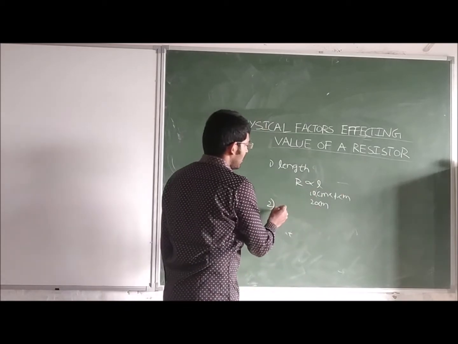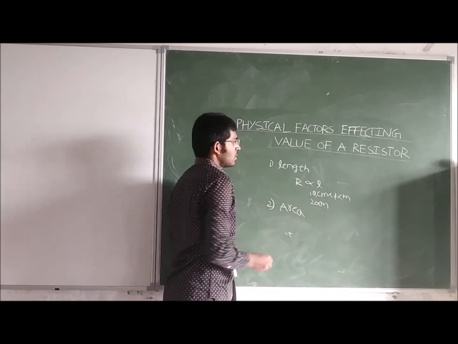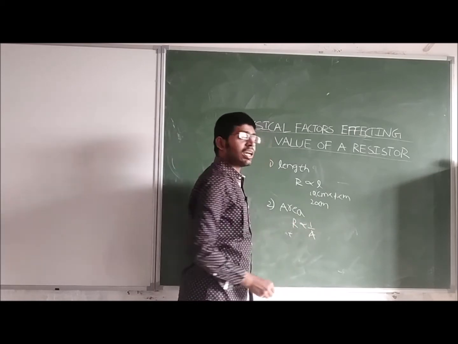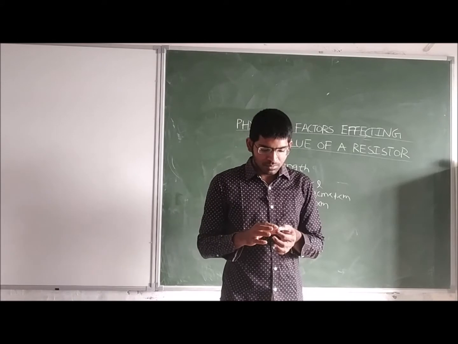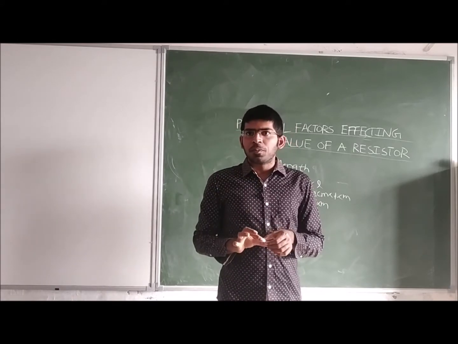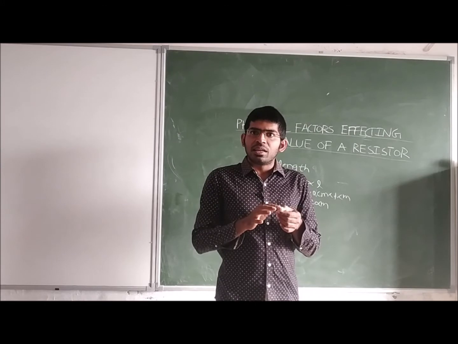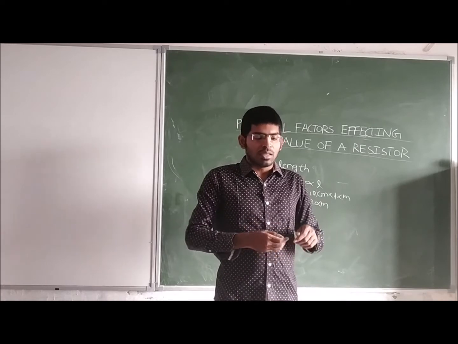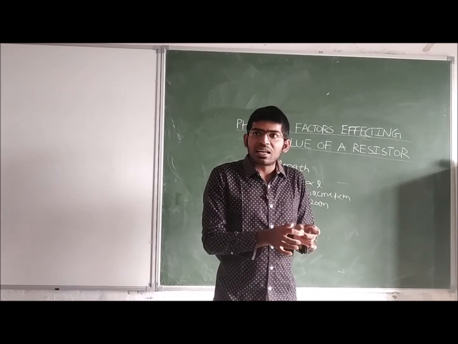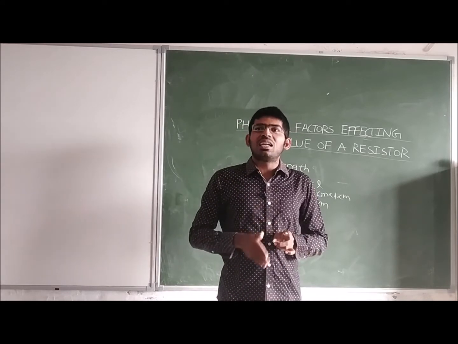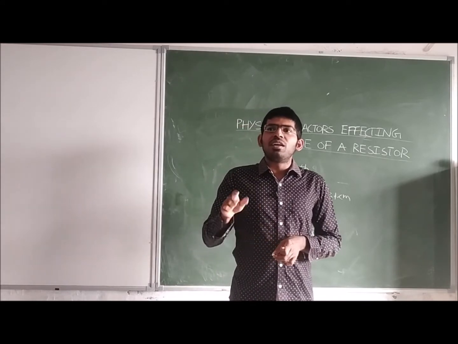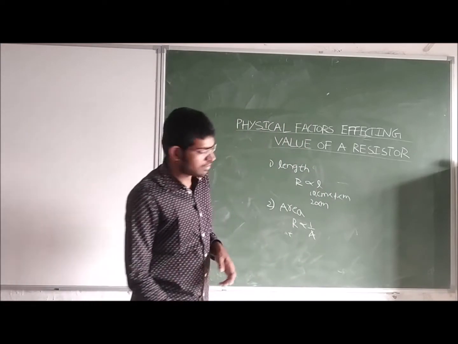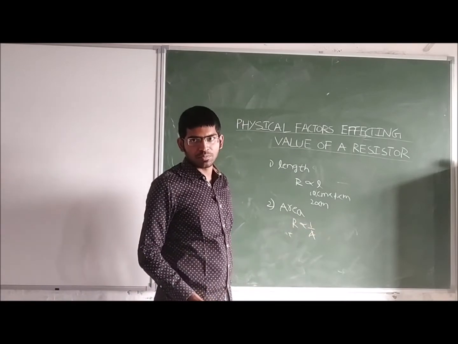Another physical parameter, area. The resistance value is inversely proportional to the cross-sectional area. What is cross-sectional area? If this is a resistor, we are not interested in calculating the entire area. We will see only the cross-sectional area. Means if I cut this, the circle is the cross-section. Okay? If we increase the cross-sectional area, then the resistance value decreases. So it is inversely proportional to the cross-sectional area.